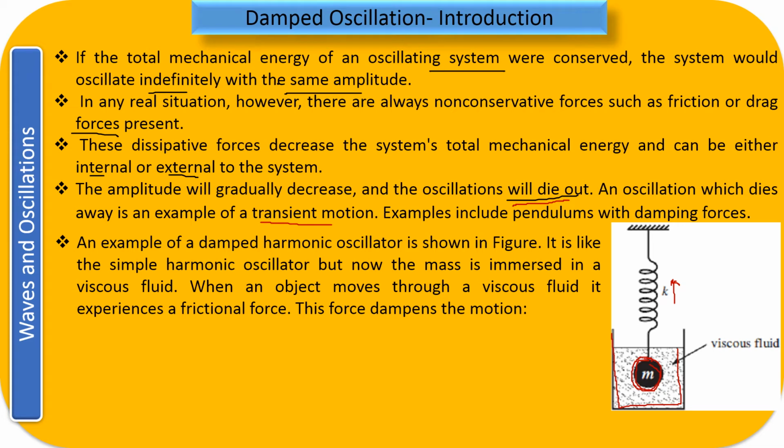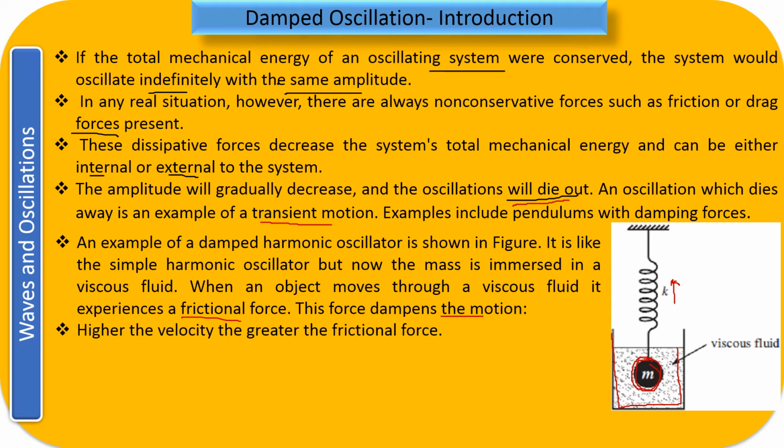So an example of the damped harmonic oscillation is shown in the figure. It is like a simple harmonic oscillator, but now the mass is immersed in a viscous fluid. When an object moves through the viscous fluid, it experiences a frictional force, and this force dampens the motion, right? Higher the velocity, greater the frictional force.